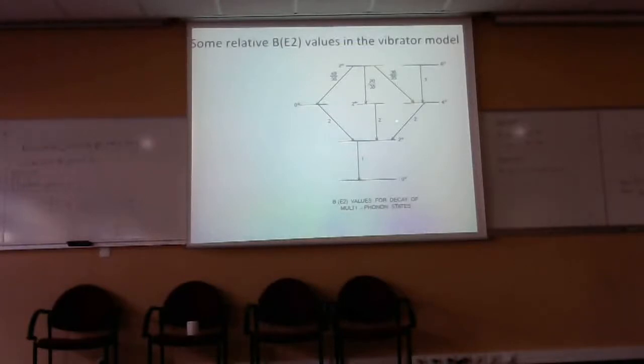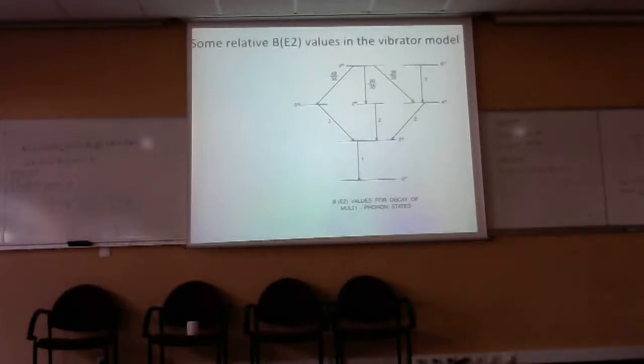Remember, if this is 1 unit of transition strength, these transitions from the 2 phonon state are 2. The transitions from the 3 phonon state should be 3. And so here you see the 6 plus, which decays with 3 units of BE2 value to the 4 plus. The 2 plus can go to the 0, the 2, and the 4 with these relative BE2 values.